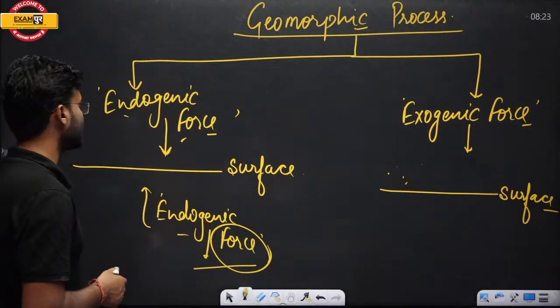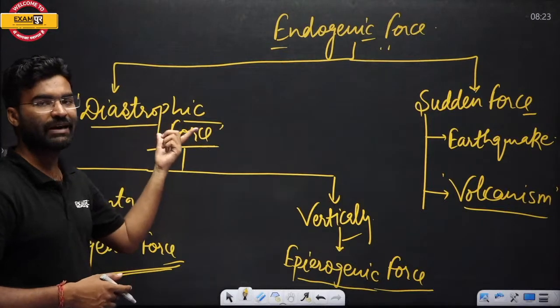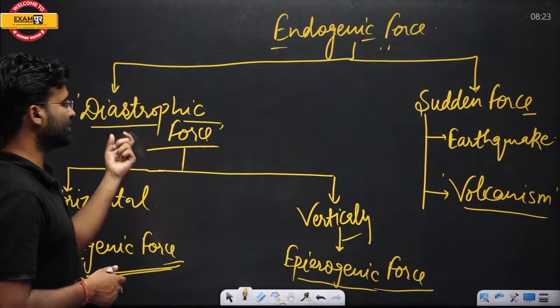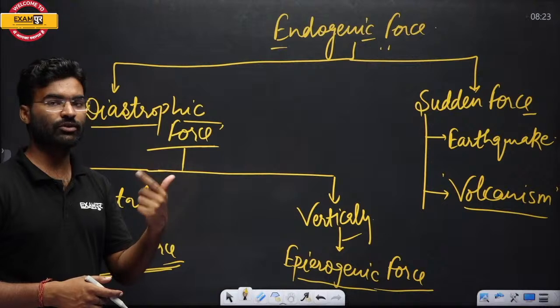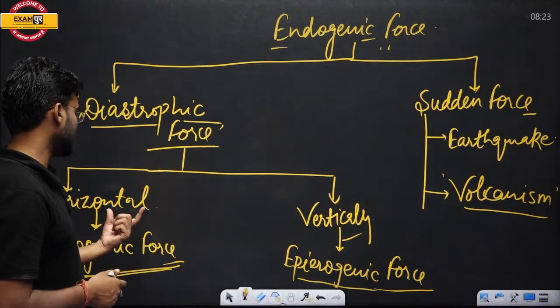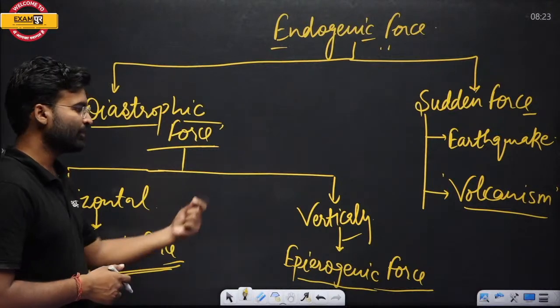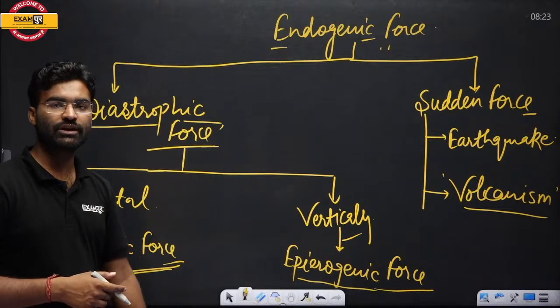Endogenic forces are further divided into the diastrophic and the sudden force on the basis of the pace. Diastrophic force is further divided on the basis of the direction of the force applied. If the force is applied in a horizontal direction, then it is categorized as the orogenic force. If the force is applied in the vertical direction, then it is called the epirogenic force.